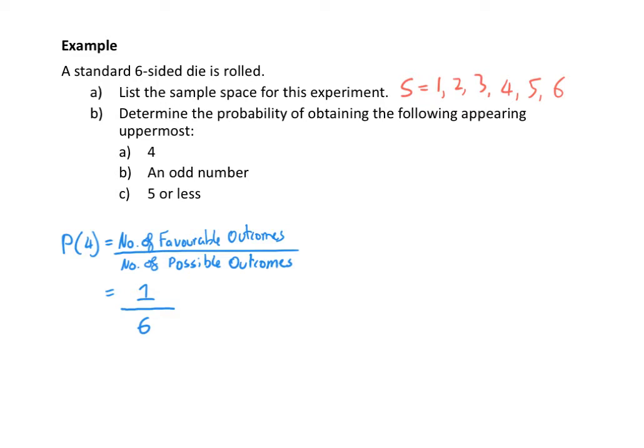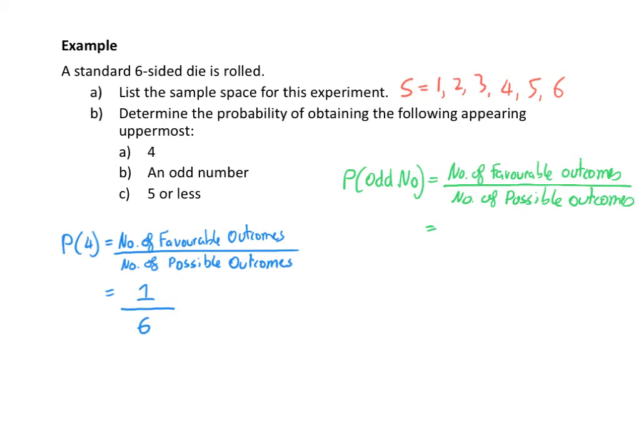So next I want to have a look at the probability of rolling an odd number. And the first step I need to do is write down the formula. So the formula is number of favorable outcomes divided by the number of possible outcomes. For this calculation, a favorable outcome is going to be an outcome that's an odd number. So going back and looking at my sample space, 1 is an odd number, so that's going to be a favorable outcome. 3 is an odd number, so that's another favorable outcome. And 5 is an odd number, so that's another favorable outcome. So that's a total of 3 favorable outcomes. 2, 4, and 6 are even numbers, so they are not included in my count of favorable outcomes.